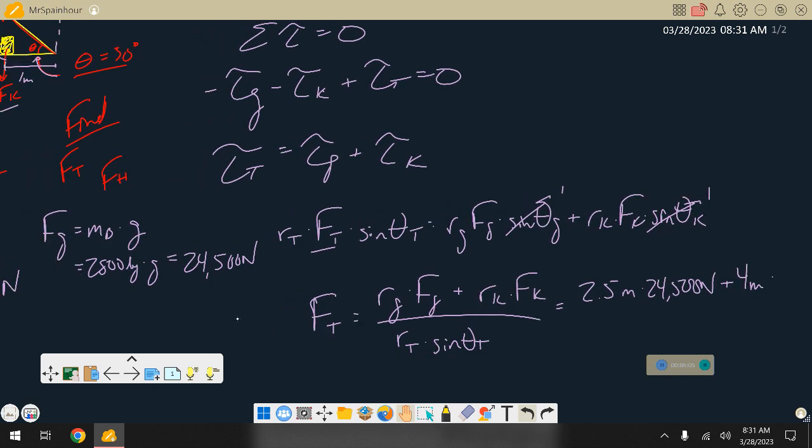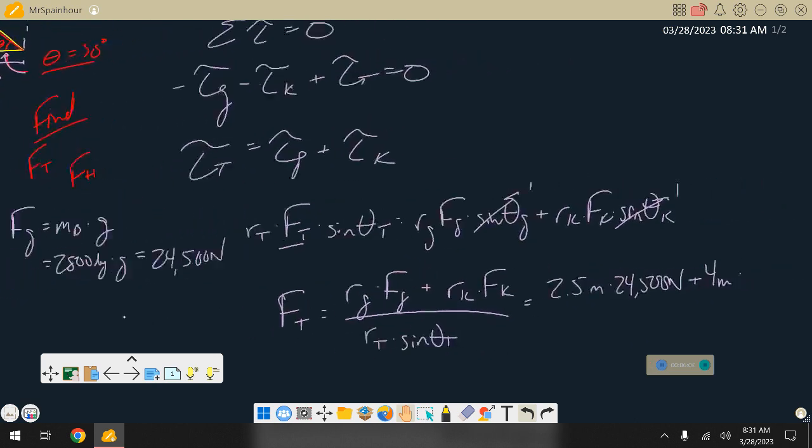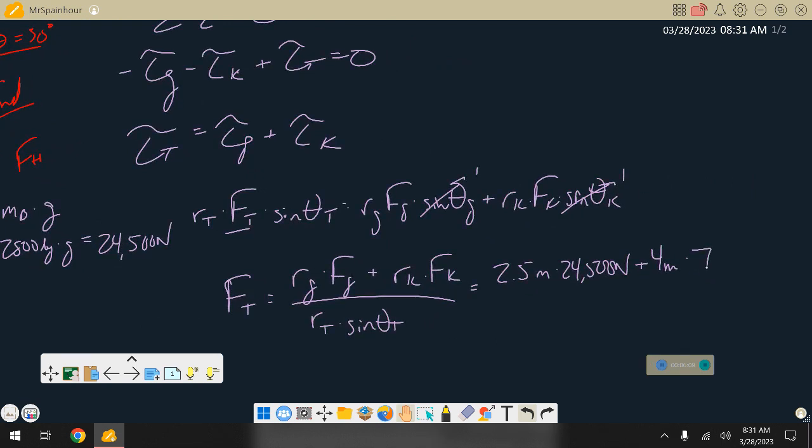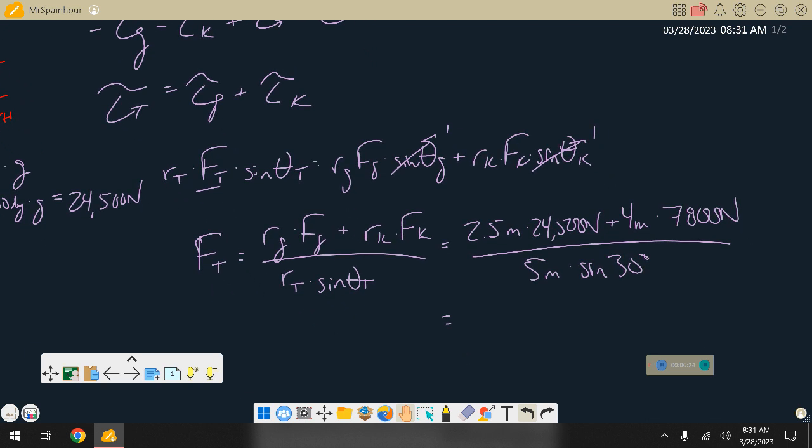Times the, what's it, 7,800? Yep. 7,800 newtons. Divided by the lever arm to the tension, well, one side to the other was, as we stated, 5 meters. And the angle should be 30 degrees. So let's go ahead and calculate that. What do we got? 2.5 times 24,500 plus 4 times 7,800, divided by 5 sine of 30.